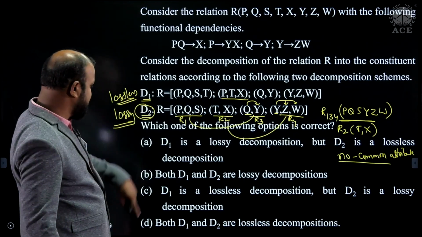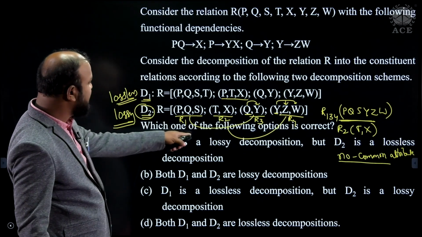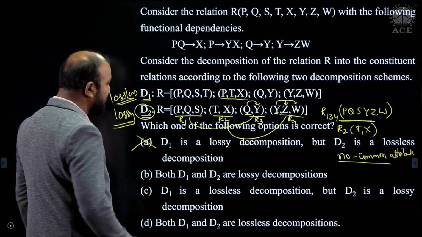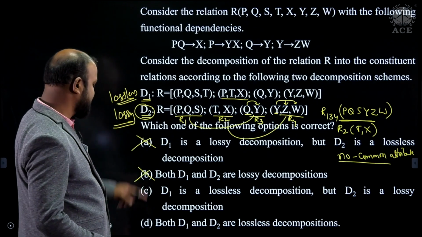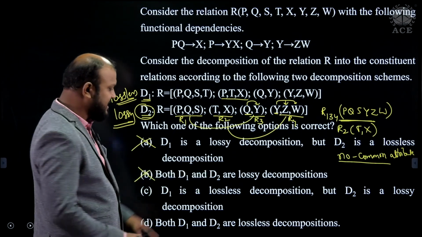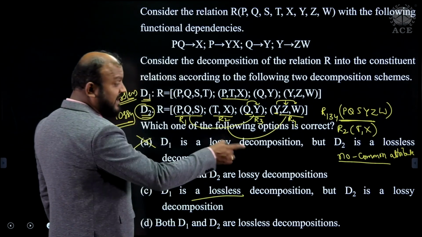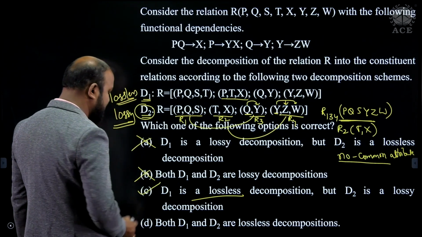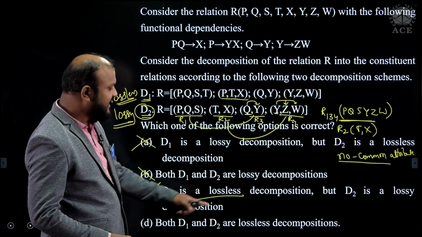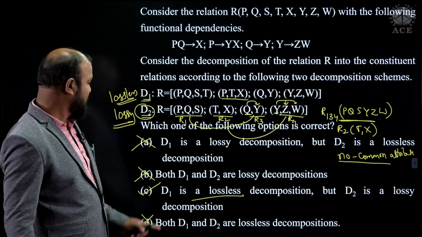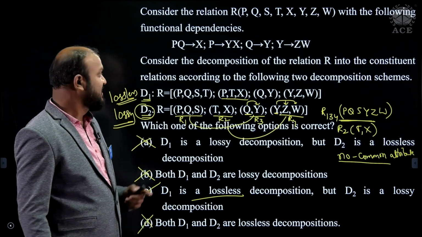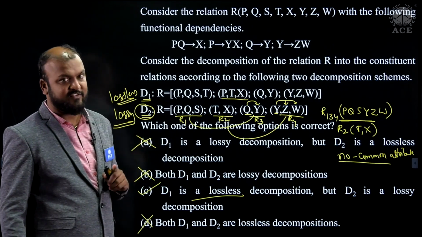So, now coming to the answer. D1 is lossy, wrong. Both D1 and D2 are lossy, wrong. Why? Because D1 is lossless. D1 is lossless, right. But D2 is lossy, right. Option D, both D1 and D2 are lossless decompositions, wrong. So, what is the answer for this question? Option C. Option C is the answer for the question.